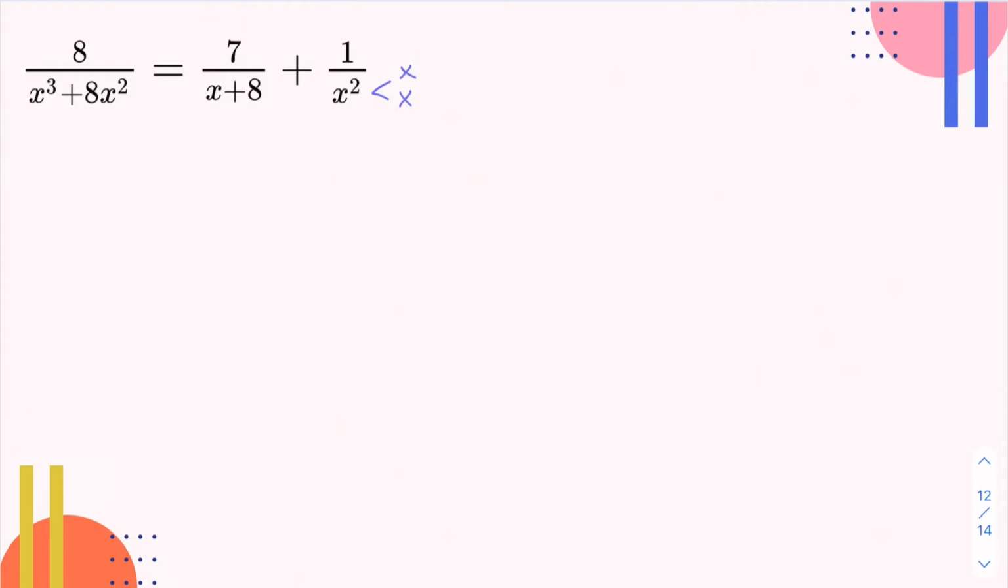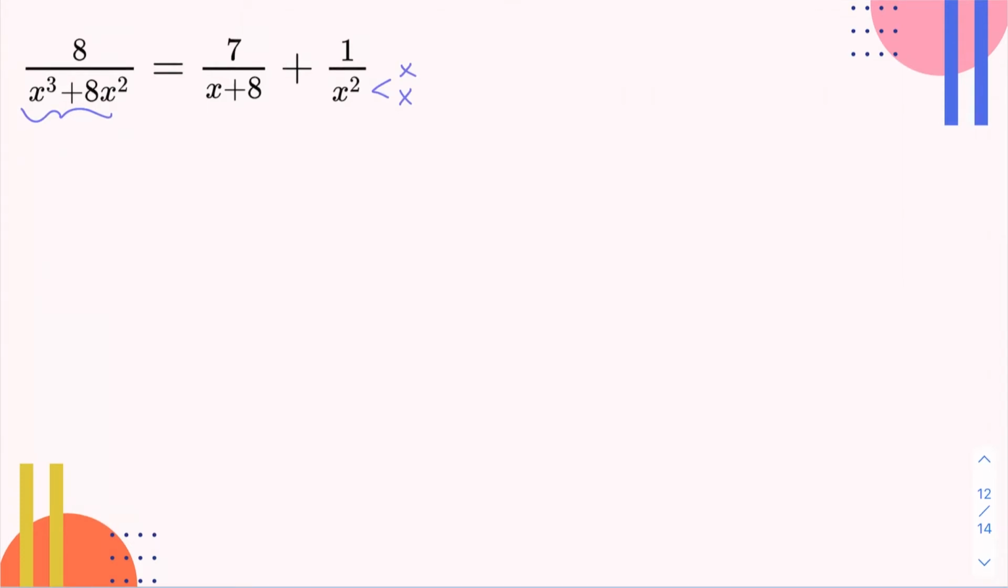And then this one's a little trickier because it's like, whoa, this is a cubic. I don't know how to factor a cubic, but we do know how to take out a GCF. If I see things in common, I can factor it out. They have an x squared in common, so I pull that out. I'm like reverse distributing. X cubed divided by x squared is x, so I'm left with an x. 8x squared divided by x squared is just 8, so I'm left with x plus 8 as the denominator there.